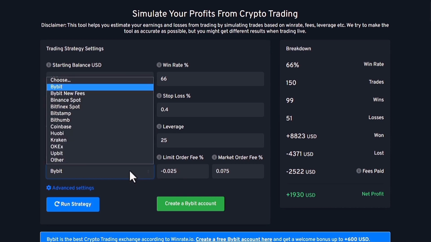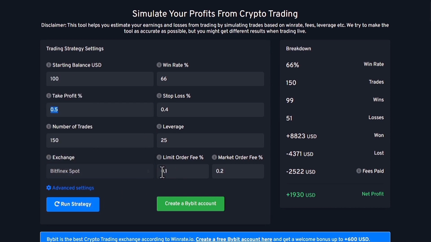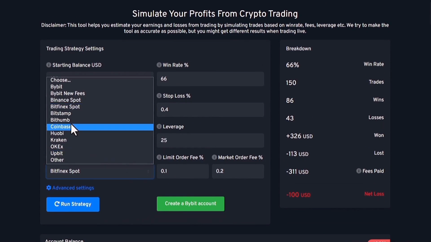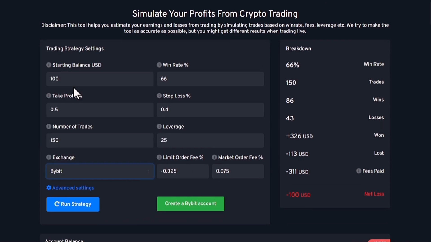So if I change again to Bitfinex and I run the strategy, you can see you're going to be totally wiped out after a couple of trades. And it leaves you nothing. So choosing the right exchange is crucial.